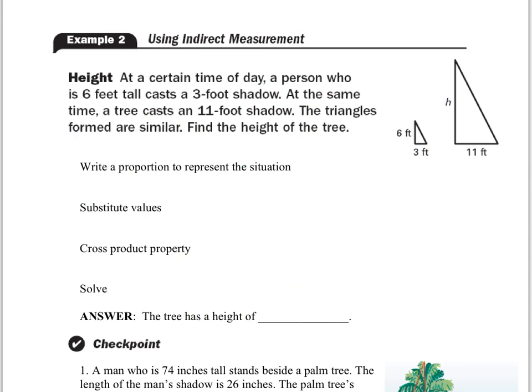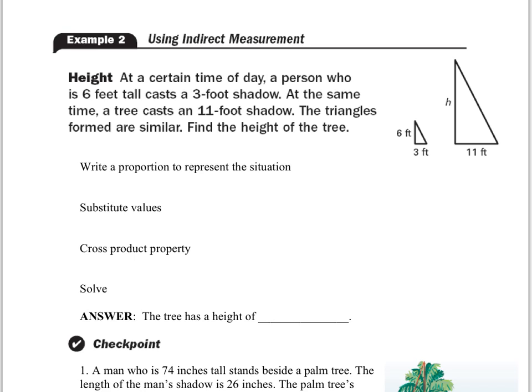Now, one of the ways that this is helpful to us is we can do something called indirect measurement. In other words, we can measure something without actually measuring it, but measuring things around it. And architects or construction workers would use this to measure things that are inconvenient to measure, like a tall tree or a tall building. And so you'll see this done in this problem.